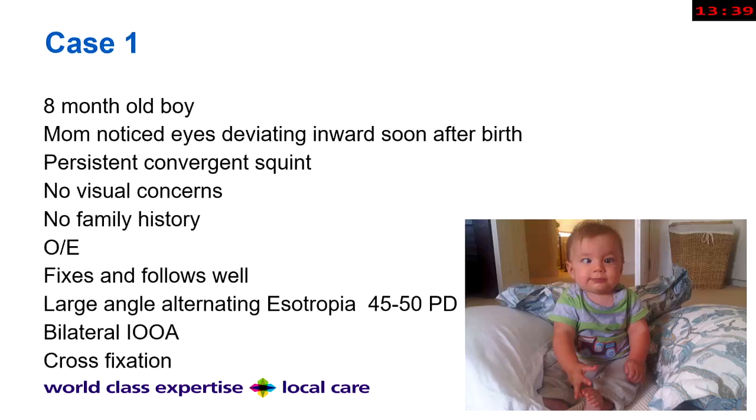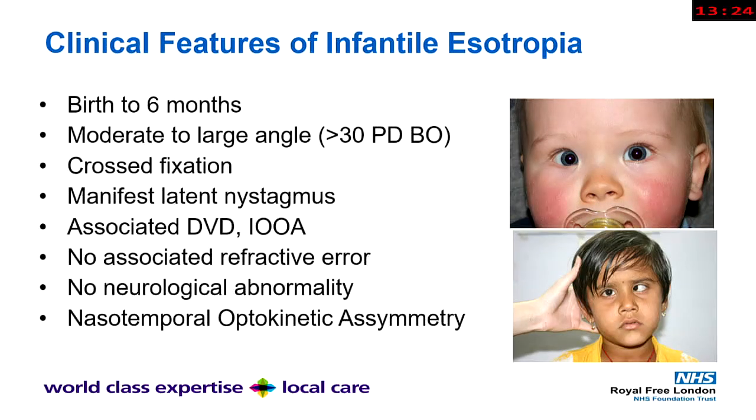It's an 8-month-old boy who has a big esotropia noticed soon after birth. No other concerns. He fixes and follows very well with each eye, no limitation, large inferior oblique overactions, big esotropia. So for the more junior members of the audience, this of course is an essential infantile esotropia, which has these features. It's always in infancy, as the name suggests. It's a moderate to large angle. They cross-fixate. They have manifest latent nystagmus, DVD, inferior oblique overaction, etc. This is very typical.